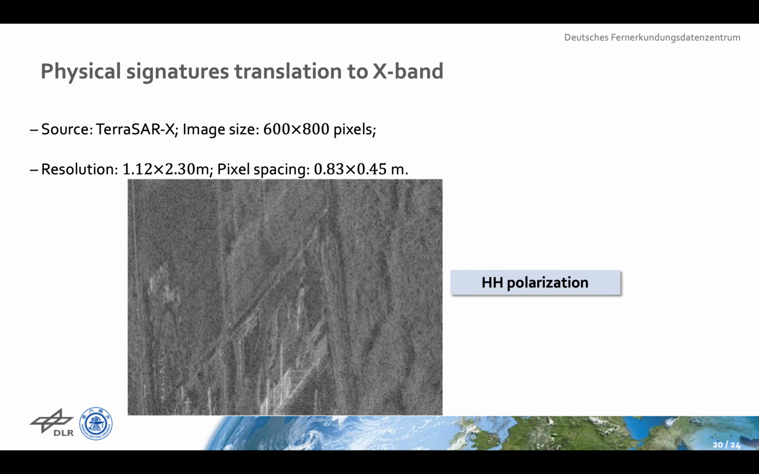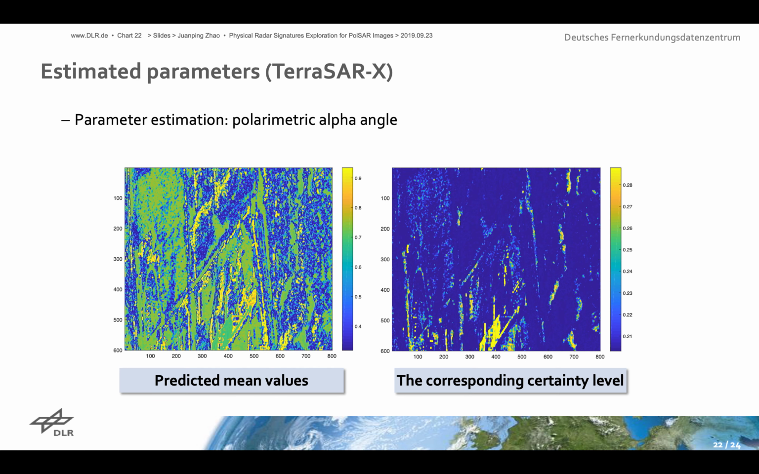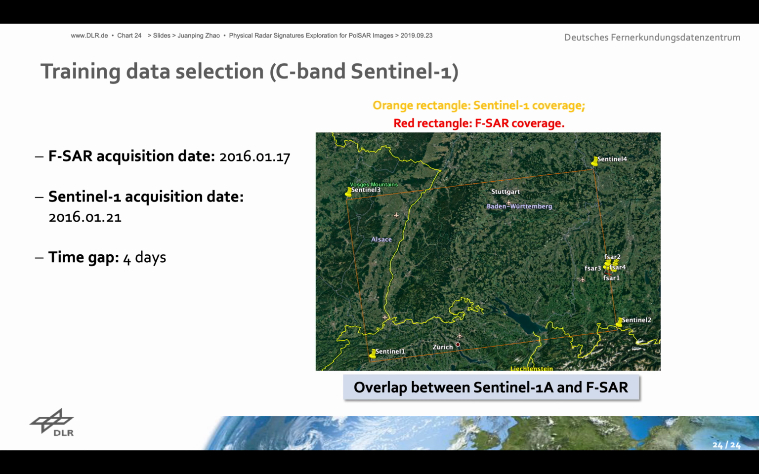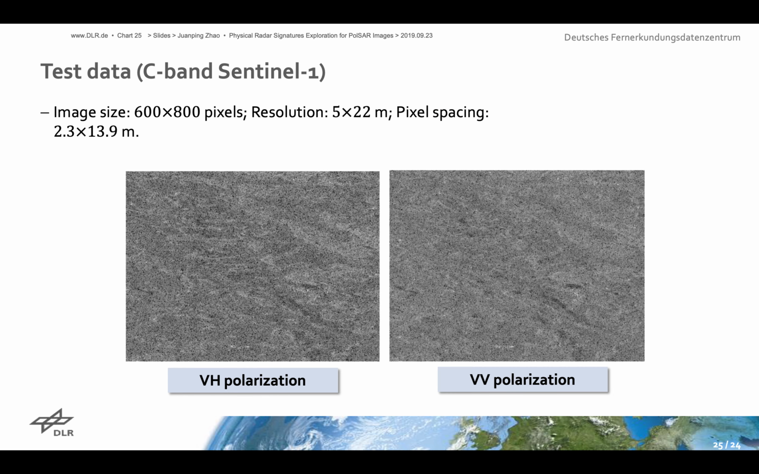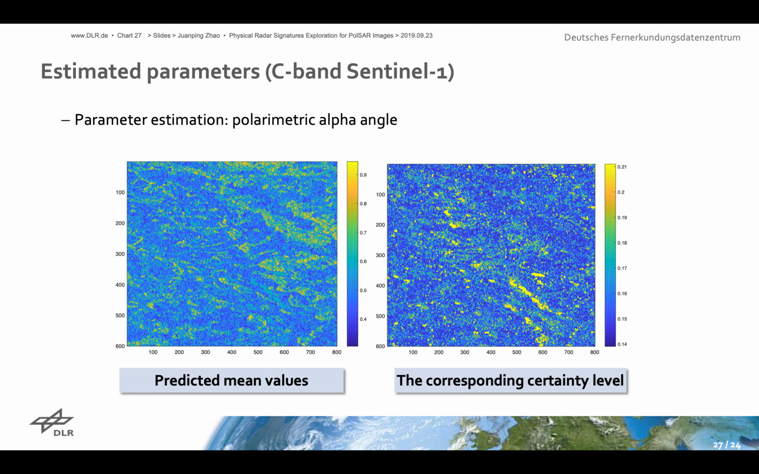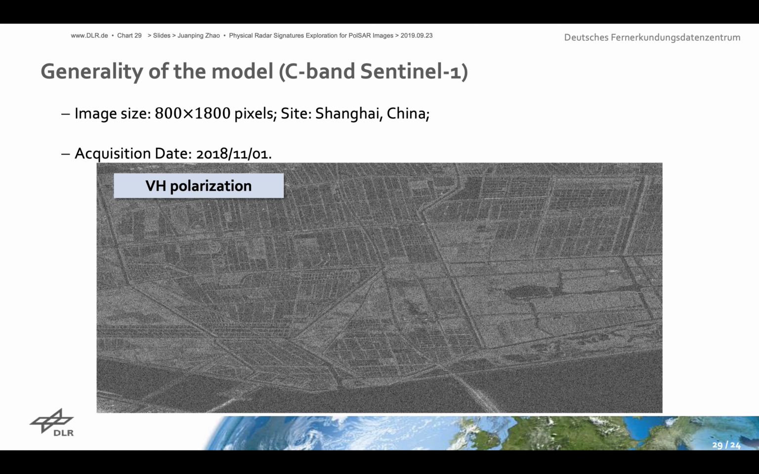This is the TerraSAR-X image. It's HH polarization, and these are the prediction results of polarimetric entropy and polarimetric alpha angle, and we predict the physical scattering signature types. The second is the C-band Sentinel-1 image. This is the real Sentinel-1 image, and the predicted polarimetric entropy and predicted polarimetric alpha angle. Finally, we got the physical scattering signature types.